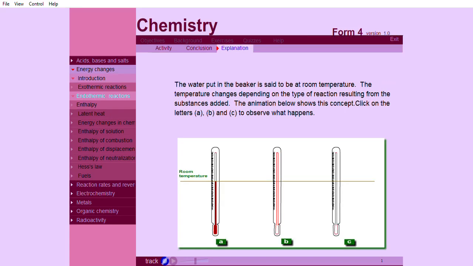The water put in the beaker is said to be at room temperature. The temperature changes depending on the type of reaction resulting from the substances added. The animation below shows this concept. Click on the letters A, B, and C to observe what happens.